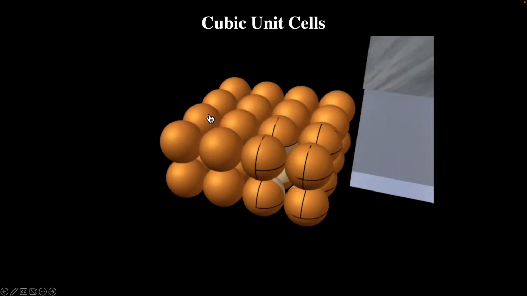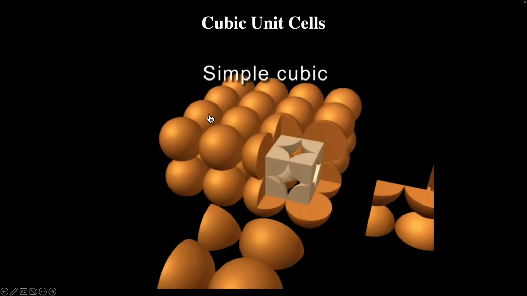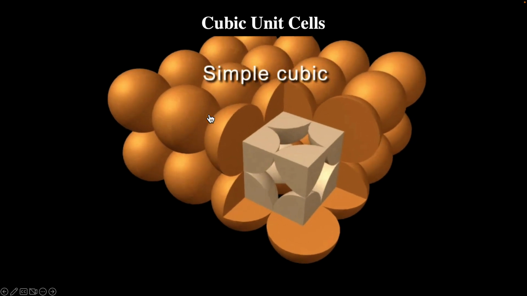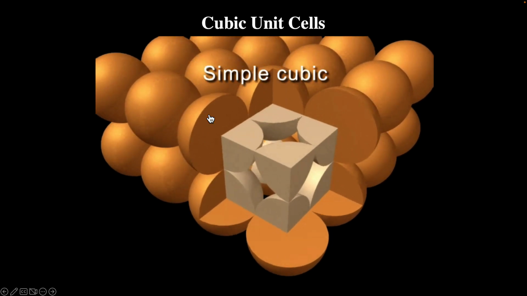In fact, only 52% of the available volume is actually occupied by spheres. Because of this inefficiency, the simple cubic unit cell is seen rarely in nature.